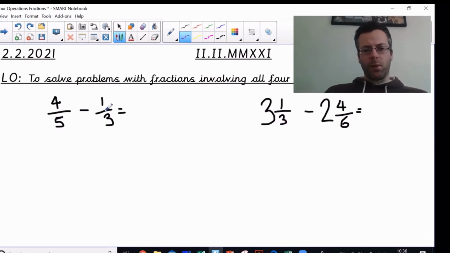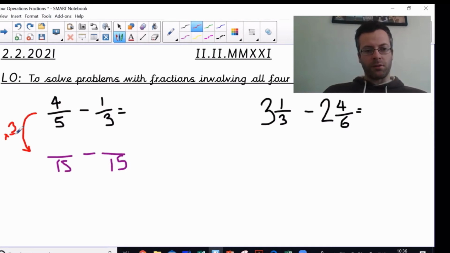So 4/5 take away 1/3. We've got different denominators. I wanna make the denominators the same. So I'm going to find a common multiple. Well, 3 can't go into 5, but it can go into 15, and so can that. So I'm going to put them both over 15. How have I got from that 5 to that 15? Well, I've multiplied it by 3, so I'll multiply the whole thing by 3 over 3.